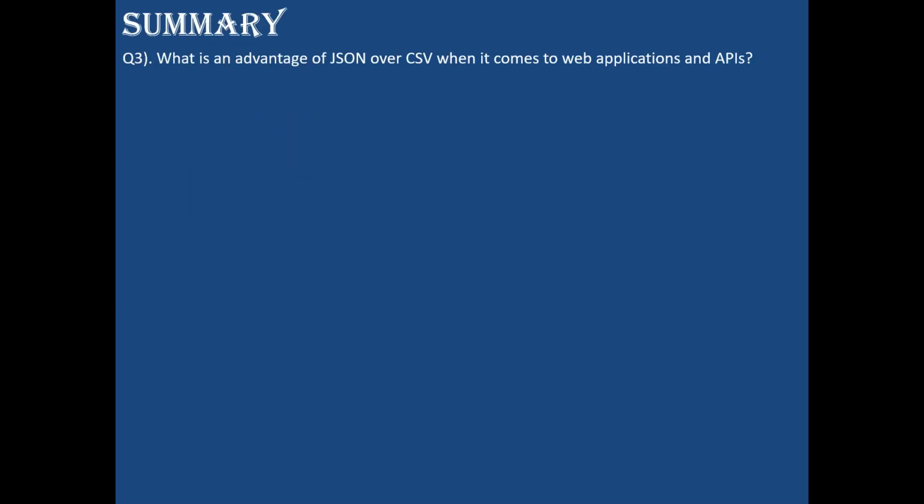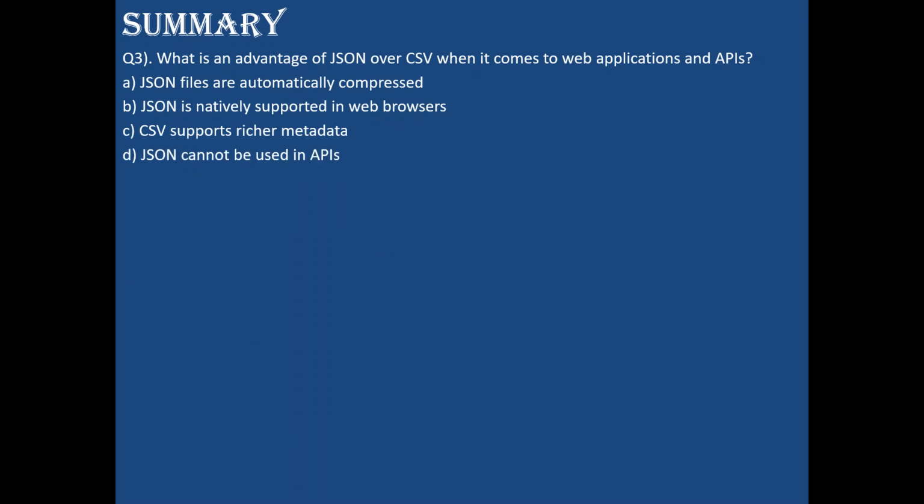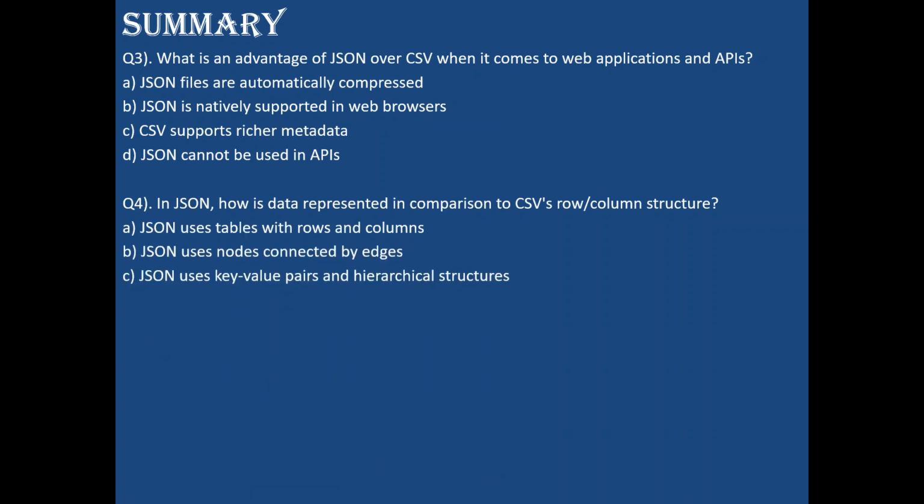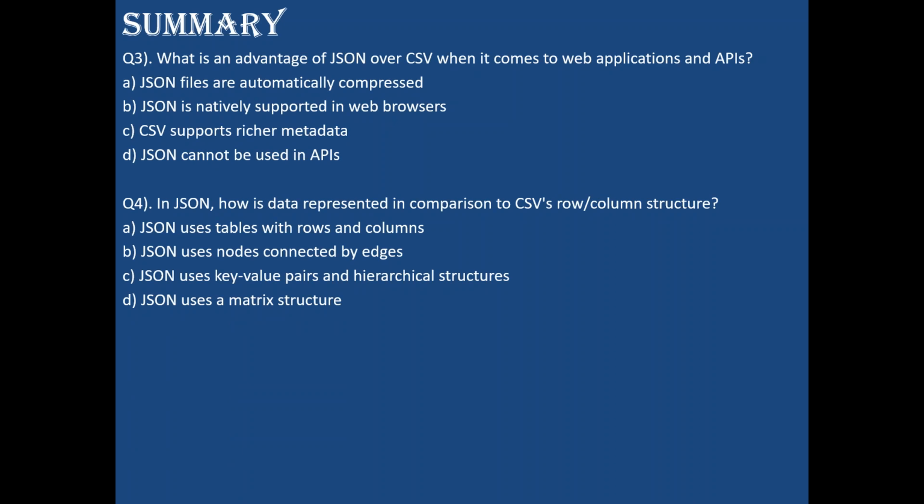Next, what is an advantage of JSON over CSV when it comes to web applications and APIs? As you know, JSON is natively supported in web browsers. That's why most REST API responses are in JSON. So we have a lot of JSON parsing techniques to parse them and flatten the data to store it in a database. Okay. In JSON, how is data represented in comparison to CSV's row and column structure? JSON uses key value pairs stored as a hierarchical structure. So answer C is correct.